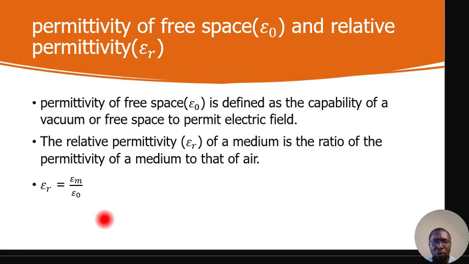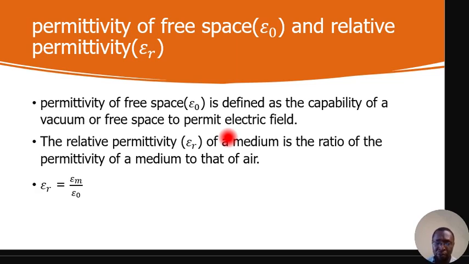All right, now let's talk about what we call permittivity of free space, which is denoted with epsilon naught, and relative permittivity. Permittivity of free space is defined as the capability of a vacuum or free space to permit electric field. You know, a free space or a vacuum is a space where nothing exists, or maybe the only thing you could find there is air. Now, the ability of that space to allow electric field is known as what?